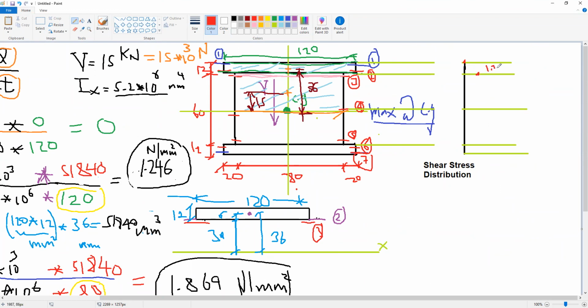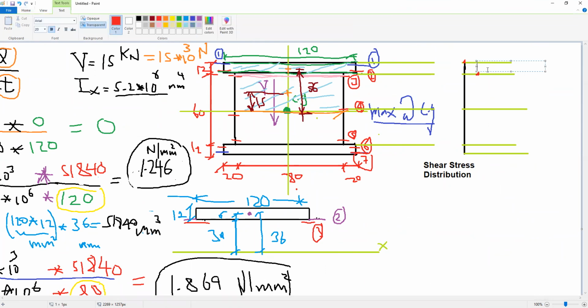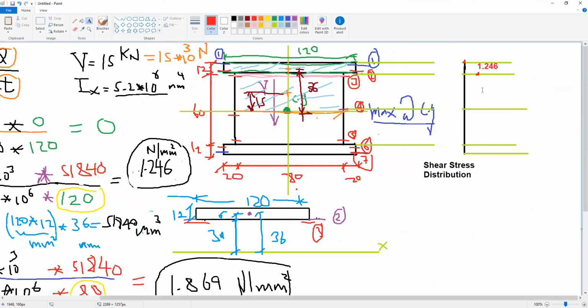1.246, I'll put it here. Okay. How can we connect section 1 and section 2? The shear stress is a parabolic relationship, or second degree relationship. So we will connect these 2 points together with a curve. So I will connect them with a curve like that. Okay, so from section 1 to section 2, we connect them with a curve.